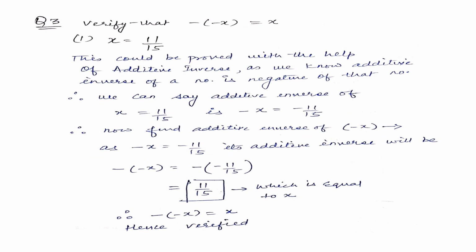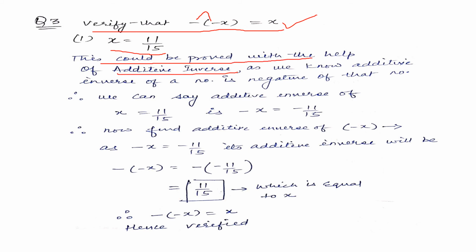Now it is saying verify that minus of minus x is equal to x. Given to you is x equal to 11 upon 15. Now if you observe, we all know negative into negative is positive, so this is correct. But to prove this, let's see how to do it. This can be proved with the help of additive inverse knowledge. As we know, the additive inverse of a number is the negative of that number.